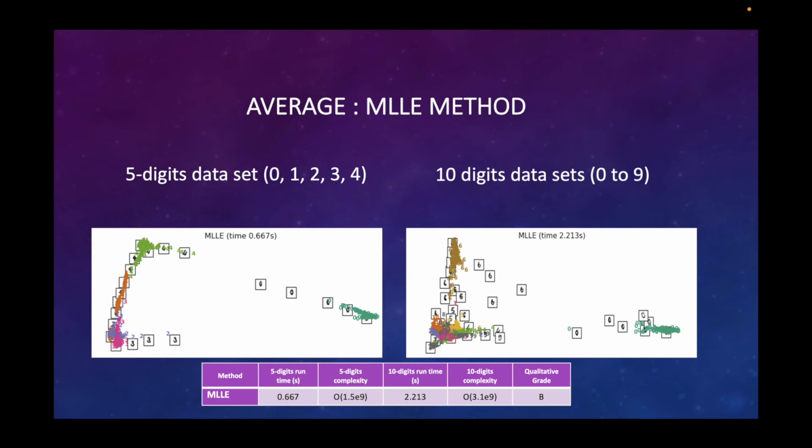For the 10-digit dataset, the distinction problem between digits 2 and 3 is much less severe, but digit 9 is scattered all over the embedding plane. The runtime is slower than the standard LLE and Isomap methods, but the performance is much better than the standard LLE. The acceptable performance and average runtime are why we give this method a B grade.